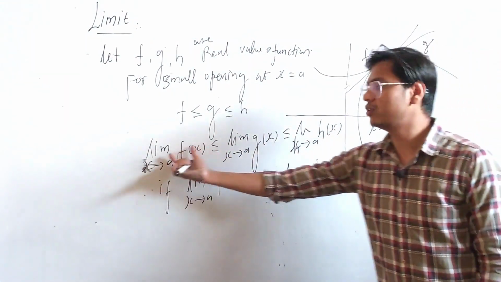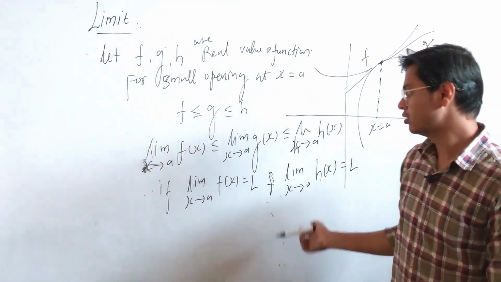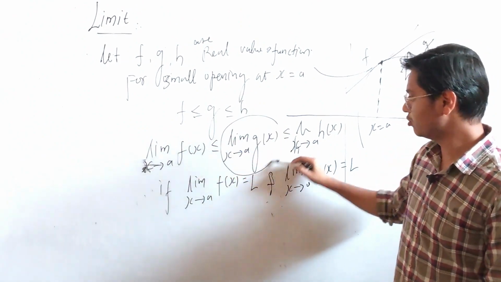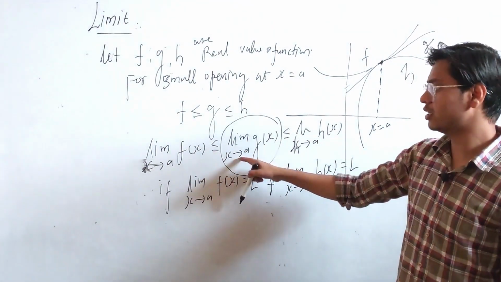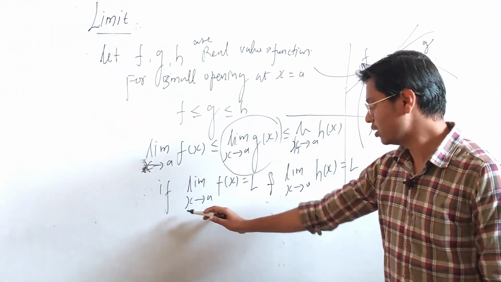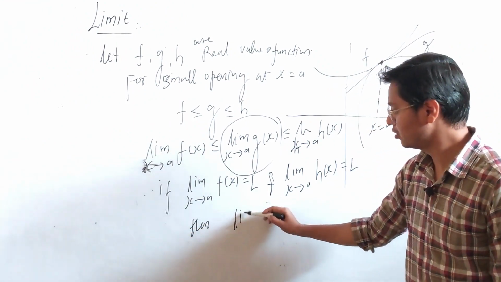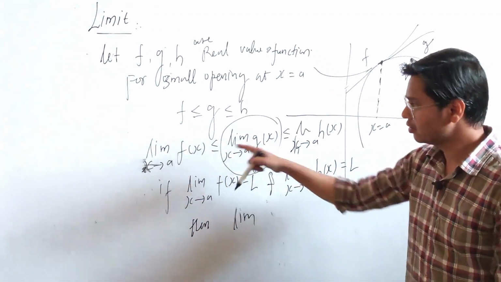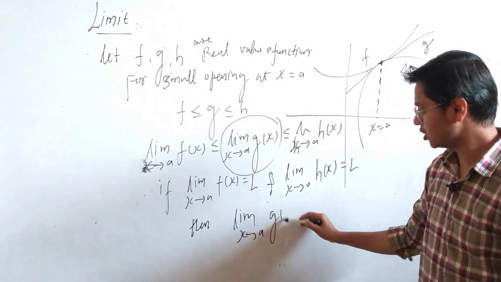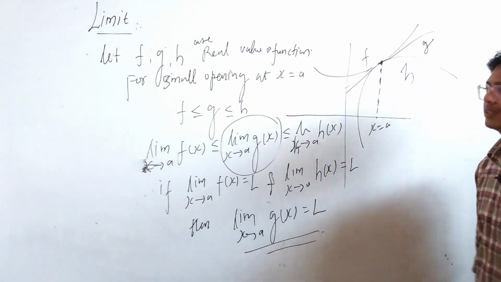So if these two functions represent the same value in this inequality, then from this conclusion we conclude that the value of the limit at the same point of g(x) is also the same. That is, if this condition is satisfied, then we can say the value of the limit of the middle function at the same point is also the same, that is, limit x tending to a, g(x) is equal to L. So this is called the sandwich theorem.